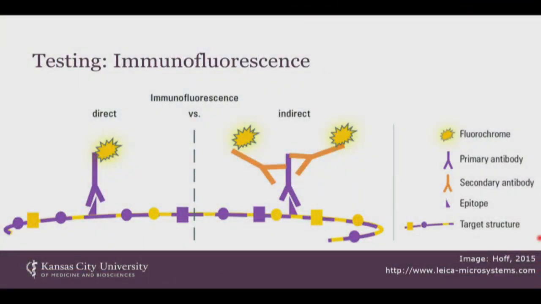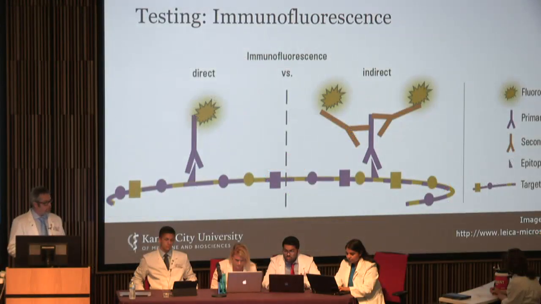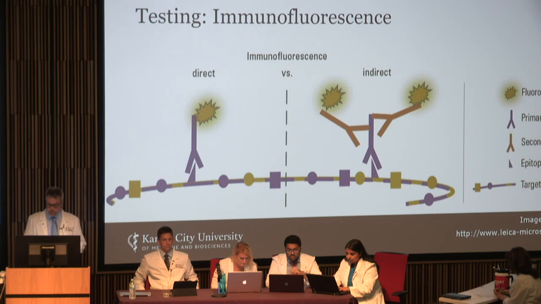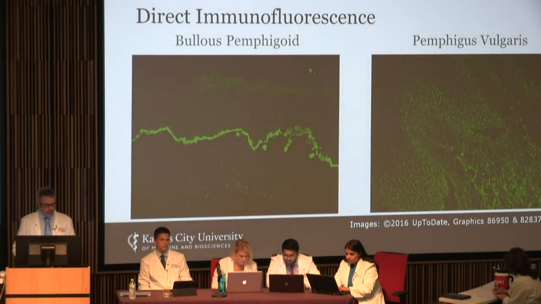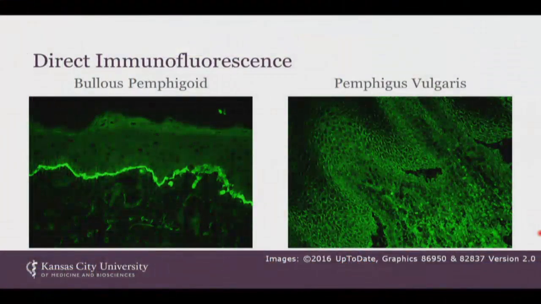Now, immunofluorescence can be done in two ways, both direct and indirect. Both require the use of an antibody conjugated with a fluorochrome, whereas direct immunofluorescence utilizes a primary antibody, and indirect utilizes a secondary antibody. Now, we're running this test to help us narrow down between bullous pemphigoid and pemphigus vulgaris. Bullous pemphigoid will show a linear deposition of IgG along the basement membrane and will not penetrate the epidermal layers, whereas pemphigus vulgaris will show a diffuse pattern of anti-IgG throughout all layers of the epidermis.